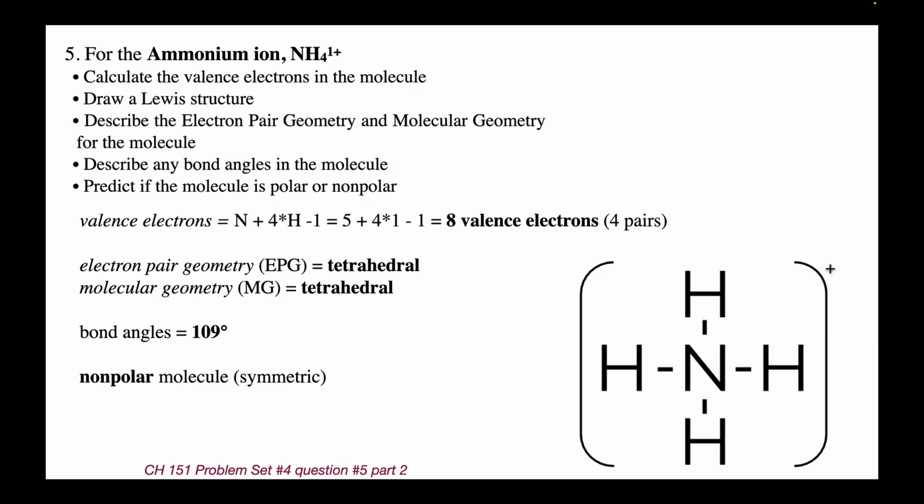Remember, take away for positive, add for negative. The nitrogen has 4 hydrogens around it, 4 clouds connected to atoms. That's going to be tetrahedral for both EPG and Mg. Anytime you have tetrahedral, it's going to be 109 degree angles. And this molecule is nonpolar. It's symmetric. Everything around the nitrogen is the same, just a hydrogen.